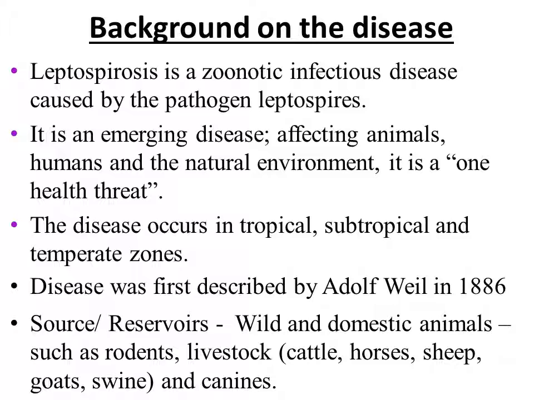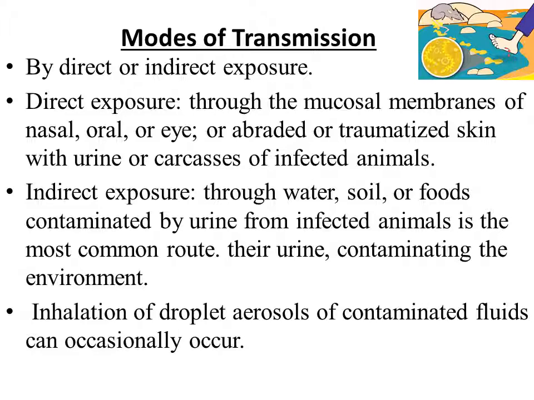The reservoir is wild and domestic animals such as rodents and livestock. Mode of transmission: direct or indirect. Direct through the mucosal membranes of the nose, eyes, and mouth, and indirect, it could be through water, soil, or food contaminated by the urine from the infected animals. Direct exposure could also be through abrasions or traumatized skin with the urine or carcasses of the infected animals.